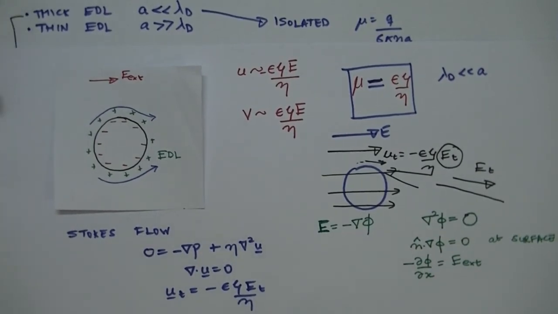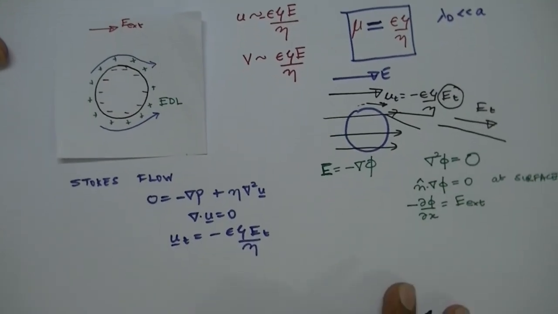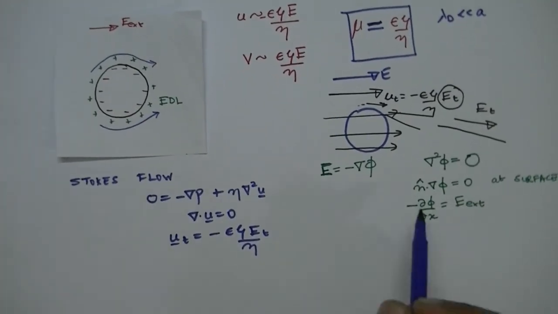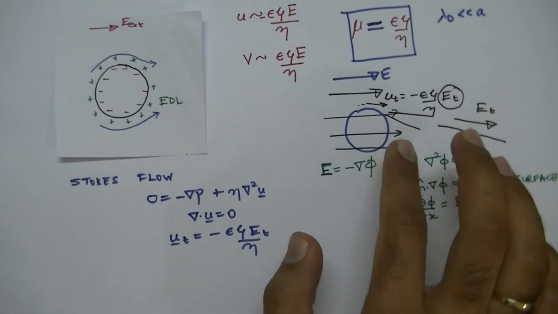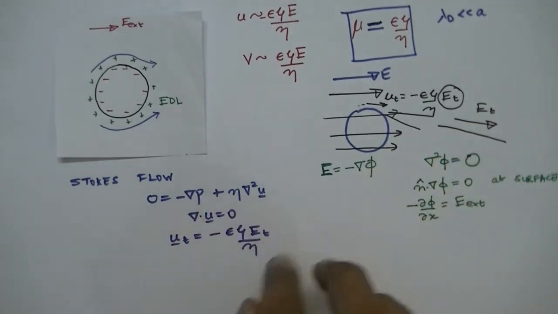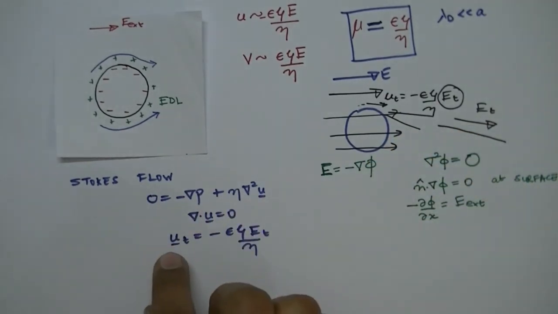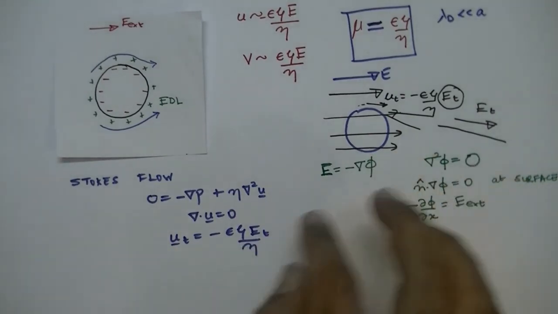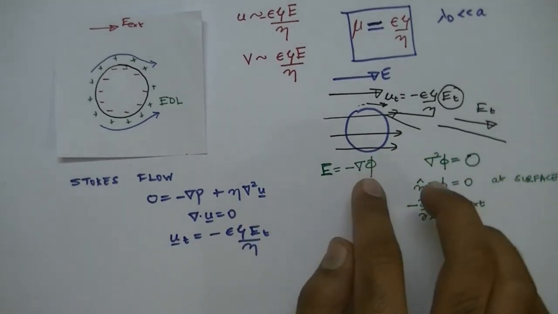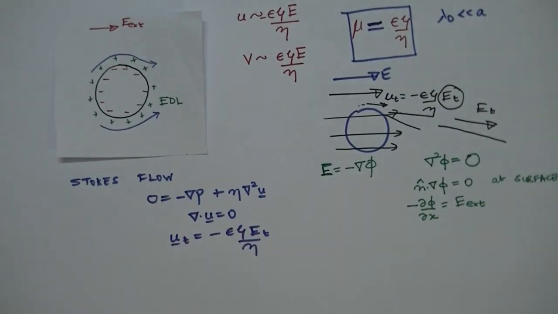Now, it turns out that the solution to this problem is actually quite straightforward. So we are not interested in actually finding the whole solution for the velocity. What we are interested in is finding how velocity is dependent upon the external electric field. So we just want to calculate the mobility.